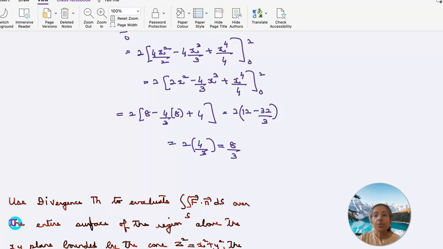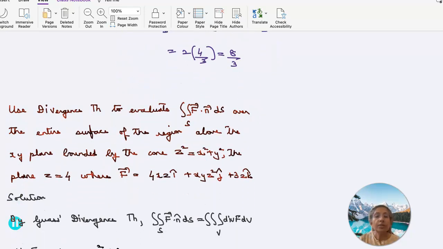Okay, coming to the next question. Use divergence theorem to evaluate the double integral over S, F dot n dS, over the entire surface of the region bounded over the xy plane, bounded by the cone z squared equal to x squared plus y squared, the plane z equal to 4, and F is given by 4xz i plus xyz squared j plus 3zx k.